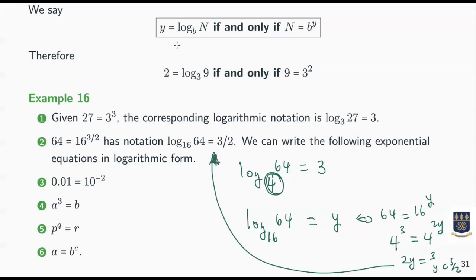And so the exponential form is the other side of the coin. This side is the log form. So you notice the bases are the same. Here, this is our base. Here, this is our base. Here, this is our base. Here, this is our base. And your task would be to convert them into log form.